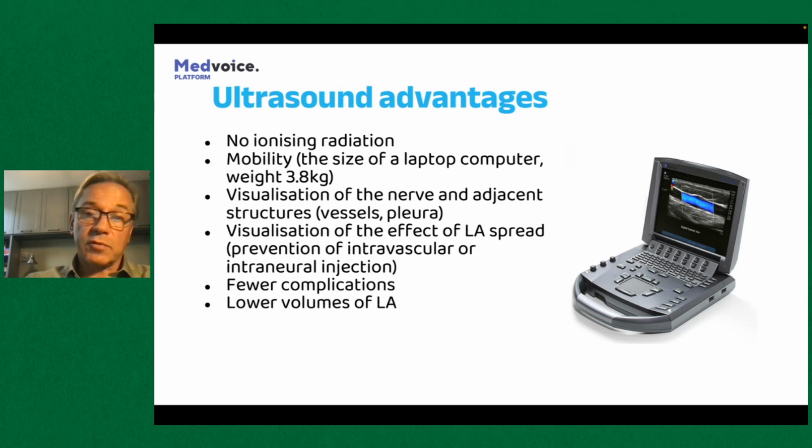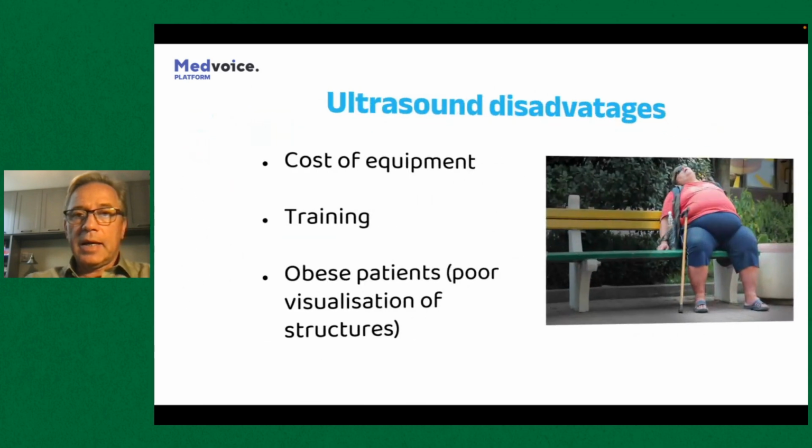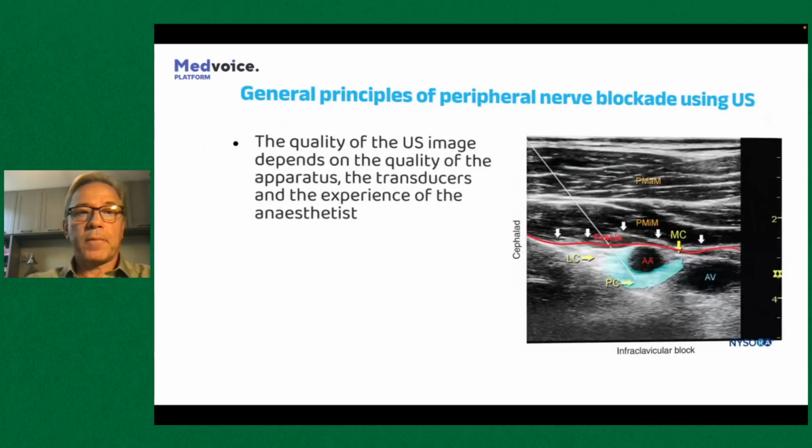You will use lower volumes of local anesthetic, hence you will reduce the incidence of LAST. And it can be performed with muscle relaxants, so you can intubate, paralyze this patient, and still use the block. What are the disadvantages? It's costly, it needs training like anything, and of course, in the obese patient, everything is trickier, including poor visualization of the structures.